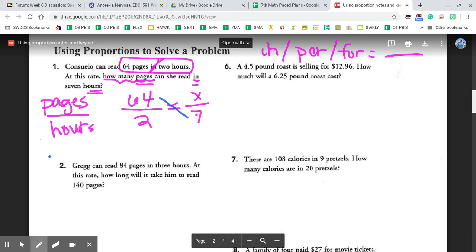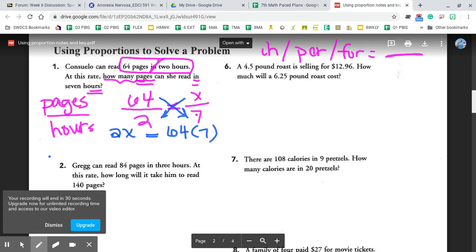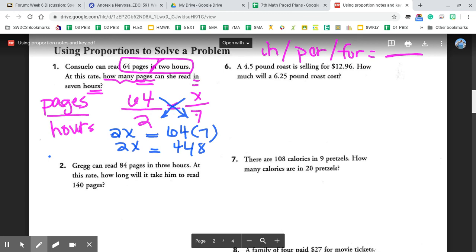So then we're going to cross multiply to solve this proportion. So we have 2 times X is equal to 64 times 7. So you're going to use your calculator and multiply 64 times 7 and then record what you know. So 64 times 7, do it with me, is 448. So we're going to say 448 is equal to 2 times x. How do we undo this? You have to divide. So we're going to divide each side by 2. So then x is equal to 224 pages. And that is the final answer.